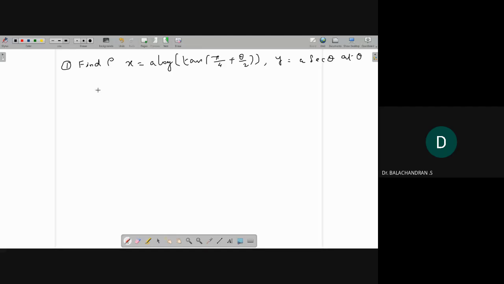Now we should find the x dash or x dot. x dot equal to a into log; if you differentiate log x, you will get 1 by x, that is a into 1 by tan(pi by 4 plus theta by 2). If you differentiate tan theta, you'll get secant square theta, secant square (pi by 4 plus theta by 2). And if you differentiate pi by 4 plus theta by 2, you'll get 1 by 2.